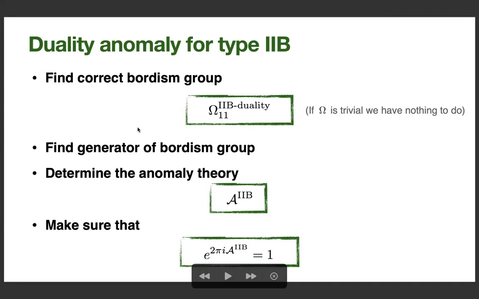Then we have to determine the anomaly theory. So this 11-dimensional theory that, evaluated, basically tells us about the duality anomalies of type 2B string theory. And we have to specify that. And in the last step, we really have to evaluate this anomaly field theory on all different generators of our Bordism group and make sure that it's one. If it's one, then there is no anomaly and we're happy. Are there any questions maybe to that strategy that will now follow?